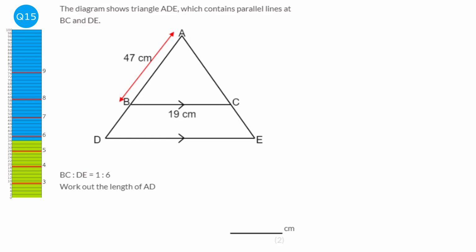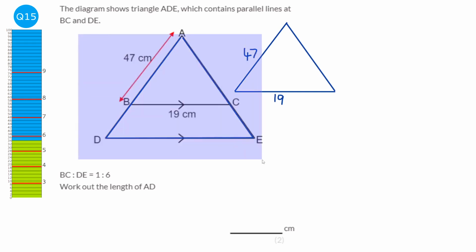With these questions, it's normally easier to view these as 2 separate triangles. So we've got a small triangle here with 19 and 47. And what I'm going to do is I'm just going to move this out. And we've got a bigger triangle here. And we don't really know what any of the sides are just yet, but we can work them out.